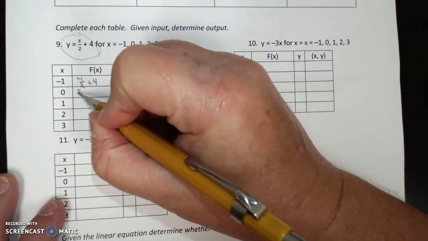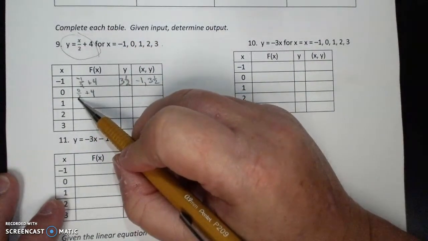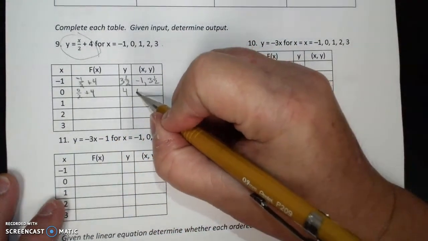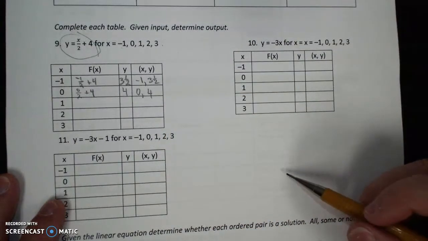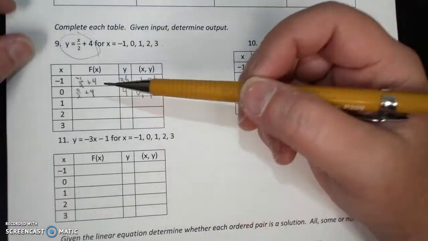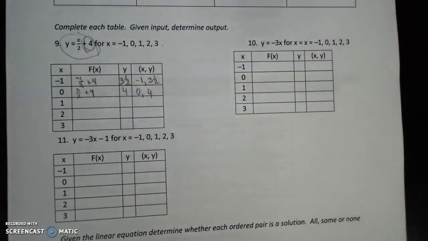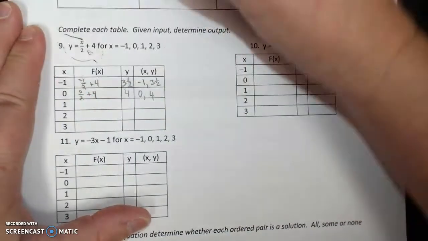Then I do 0 over 2 plus 4. 0 divided by anything is 0, so that's 4. And so when I input 0, I get out 4. Now, after a while, you'll know that because this is your y-intercept, and your y-intercept always has a 0 comma number for your y-intercept format. Let me erase this so we can see it still.